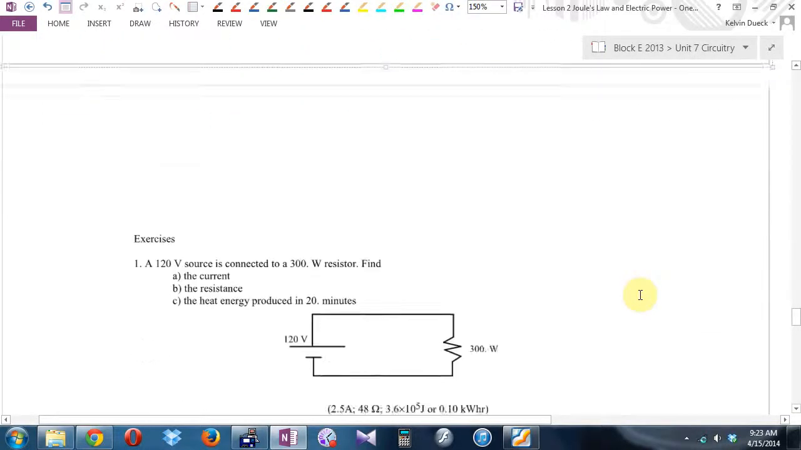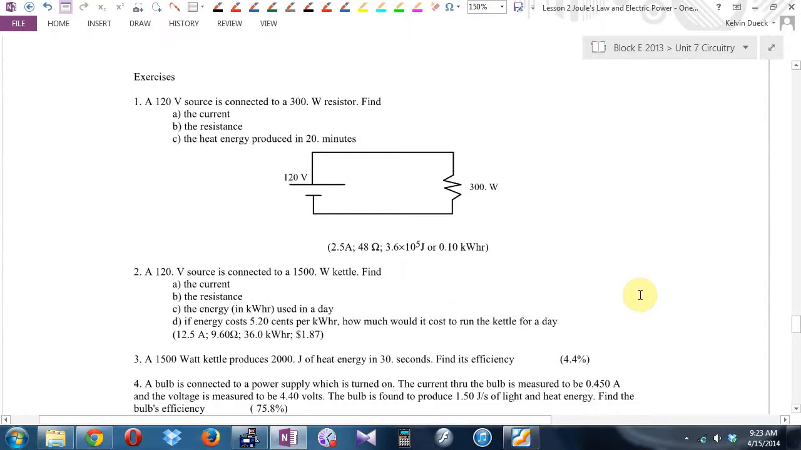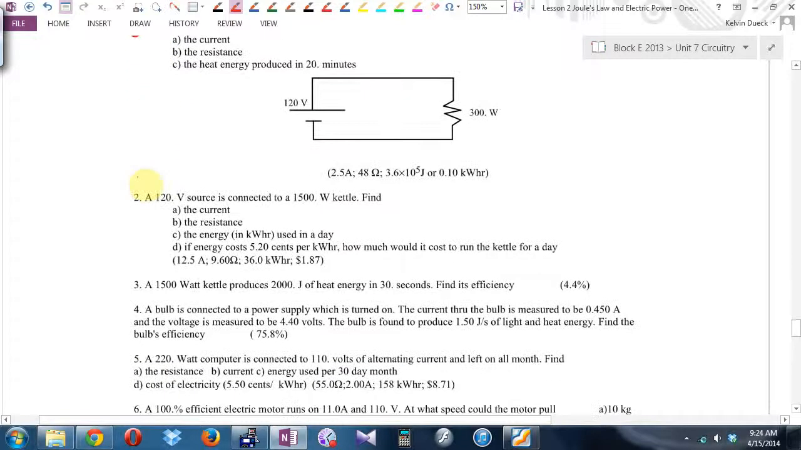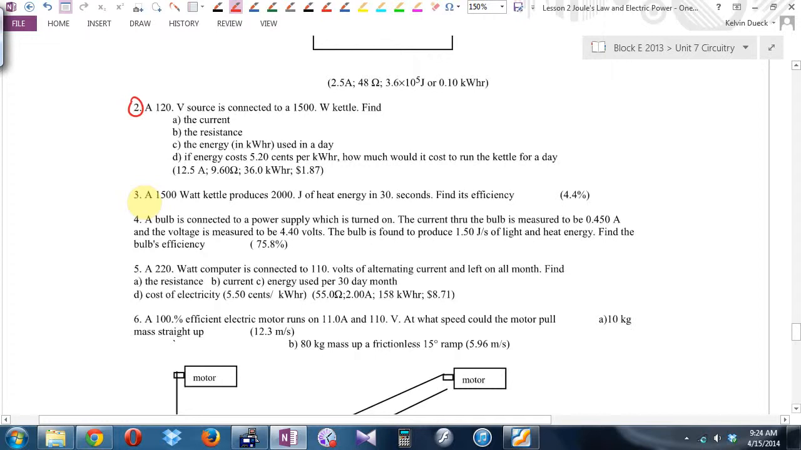Turn the page. What's your homework? Study for the test. What's your homework for a week from today? You guys do have a 4-day weekend coming up. Number 1. Number 2. 3 is good.